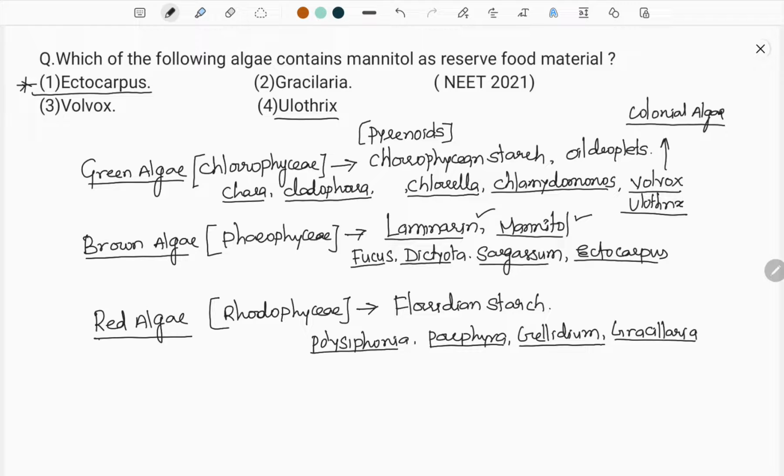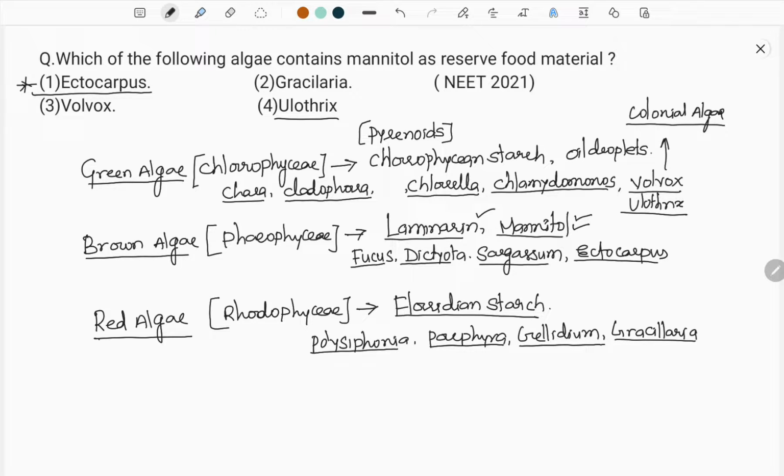So this is a question based on the algae topic of Plant Kingdom. One should have thorough knowledge of different kinds of examples and different classes like Chlorophyceae, Phaeophyceae, Rhodophyceae. And when you know what they store and what the examples are, if I say Polysiphonia, it stores food in the form of Floridean starch because Polysiphonia is a member of red algae. If I say Sargassum, it's a member of brown algae. It stores the food in the form of mannitol.